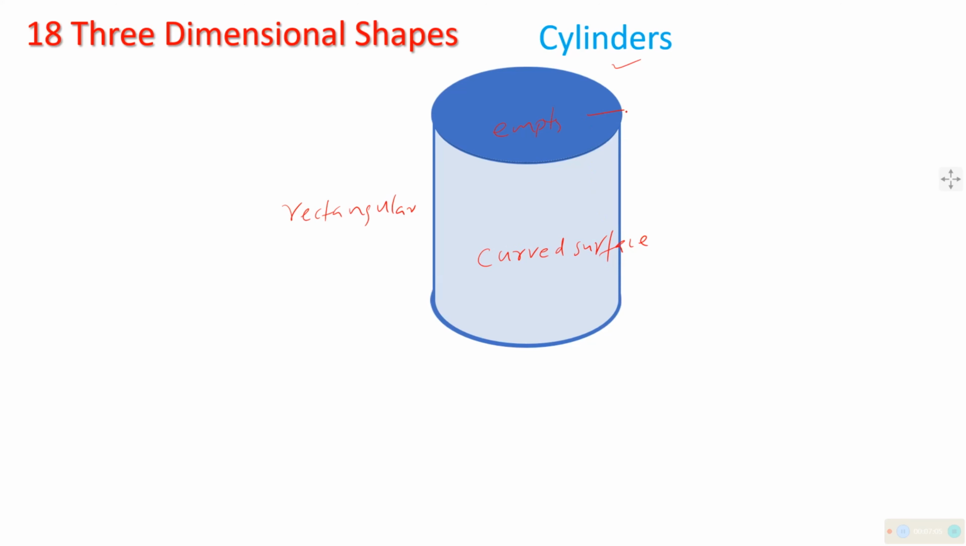It has got a circular face here, a circular top and a circular bottom, and it has got its edge over here. You can call it the edge of the cylinder. All these terms are applicable for cylinders, and it is again a three-dimensional shape.